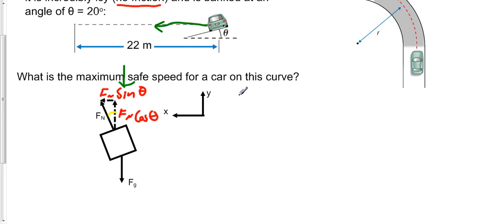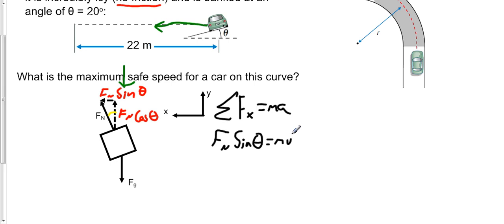Well, let's look at our sum of the force statements again. The sum of the forces in the x direction is where the acceleration is, so that has to be equal to ma. What we just figured out is that it's going to be Fn sine theta, equal to m v squared over r. It looks like we have too many unknowns here because we're trying to solve for v. We don't have mass and we don't have the normal force. We have to look at something else.